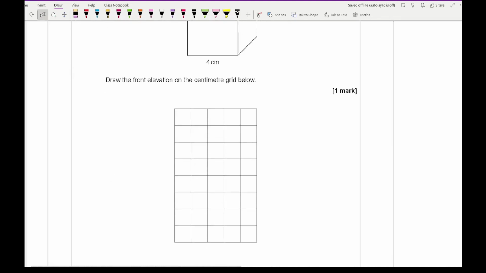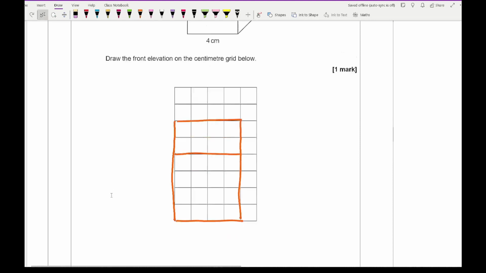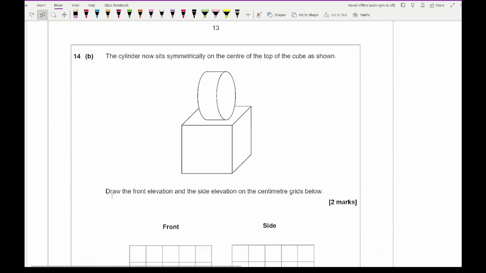So for this, you need to make sure that you are using a ruler. However, I'm not going to use one just because it will probably add about 10 minutes onto the video, in which you should have a 2x4 and a 4x4 drawing. It then says for us to draw the front and side elevation of this particular shape. So this is my front and this is my side view.